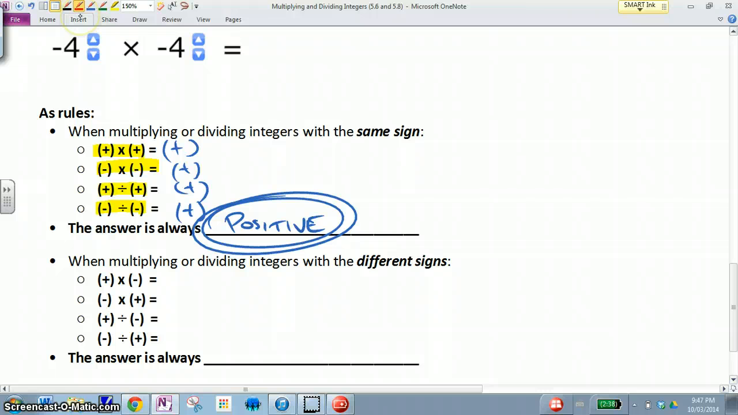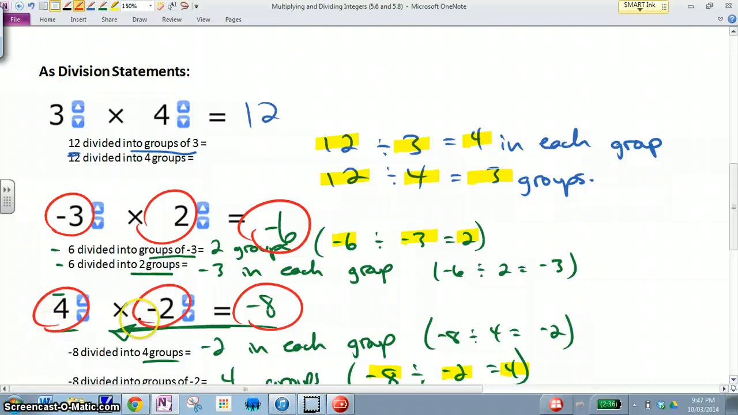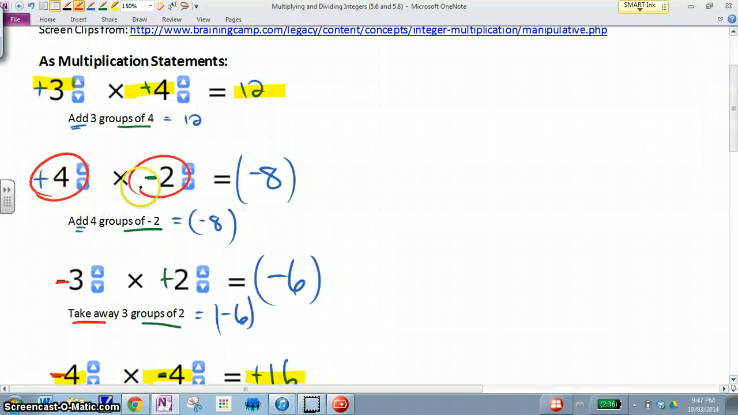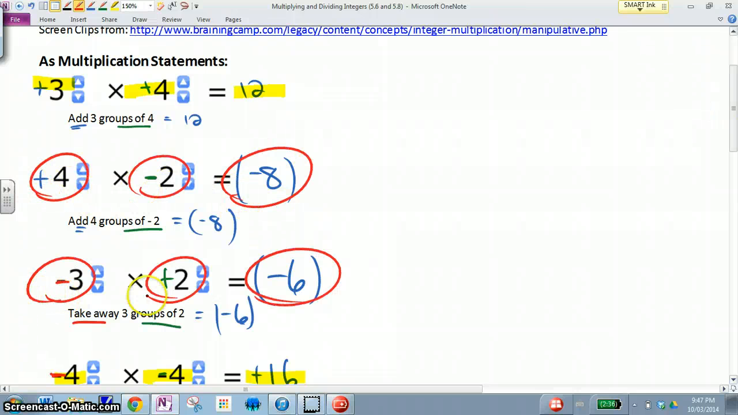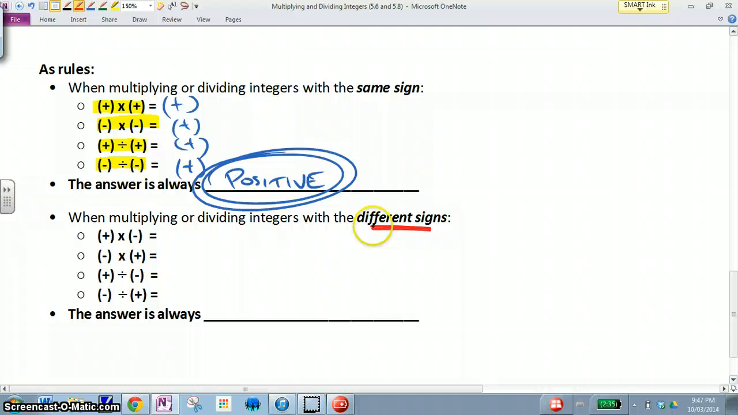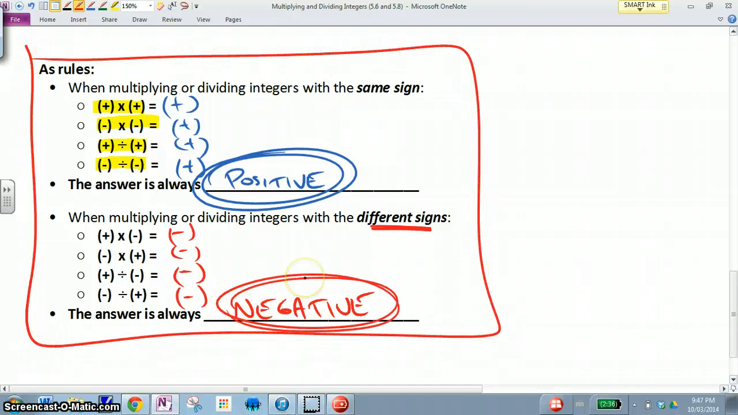The next ones, when the signs are different: when we had a negative divided by a positive, we got a negative. Maybe easier to look at up here. Positive times a negative equals a negative. Negative times a positive equals a negative. So in those cases where there are different signs, the answer is always negative.